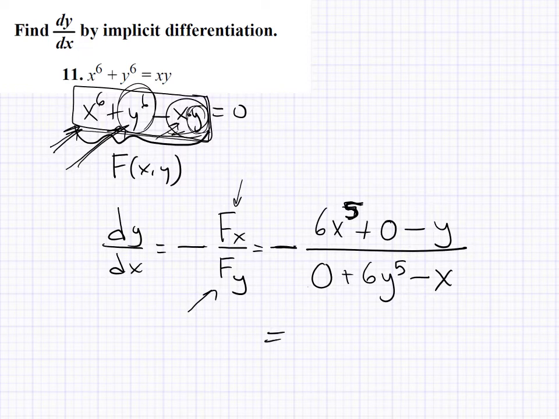So if I rewrite this, I don't have to write these zeros. I would have minus 6x to the 5th minus y over 6y to the 5th minus x. And this negative outside the whole thing. You can move the negative to the numerator or the denominator or leave it out. I don't really care. I like to just leave it outside the fraction.